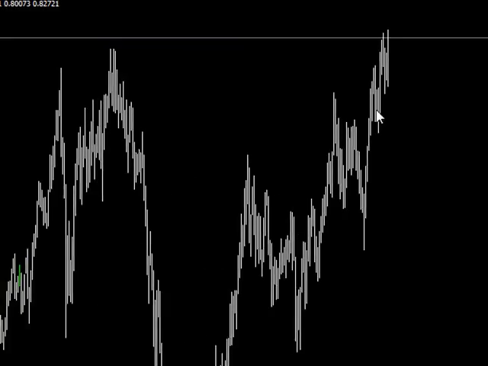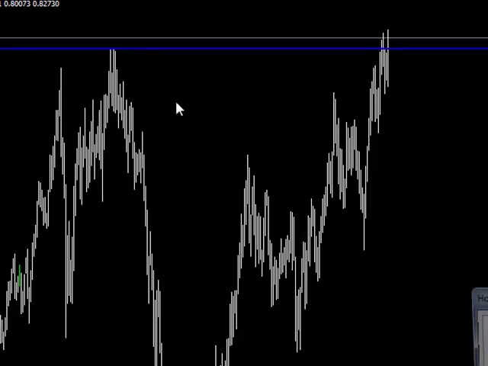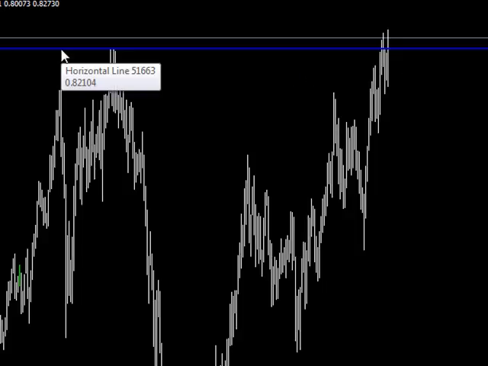Okay, New Zealand dollar weekly, massive uptrend. However, look at the key resistance. We're at key resistance, guys. Very obvious. The resistance area is around 82. We're at 82.73 as I speak. So like I said, it's the weekly chart. So let's zoom down a little bit.